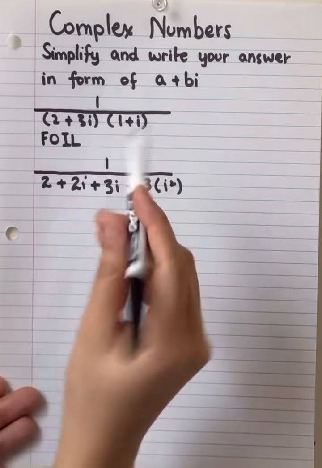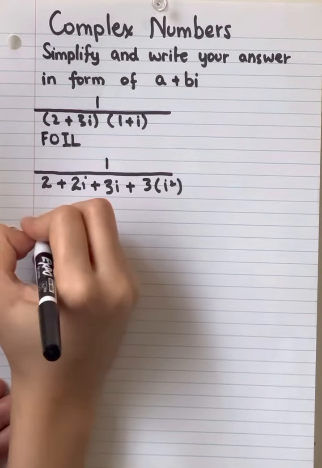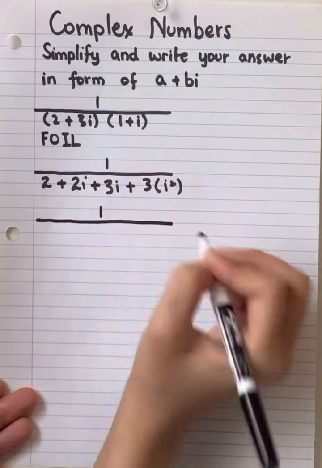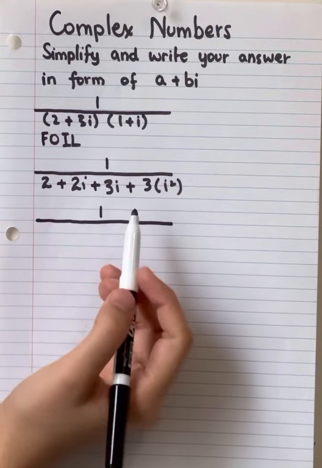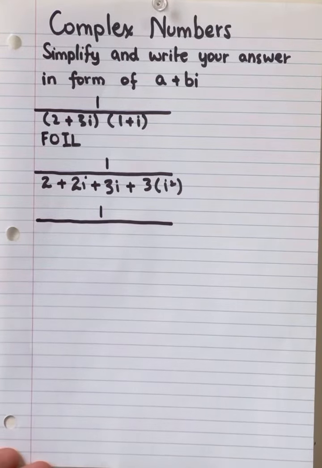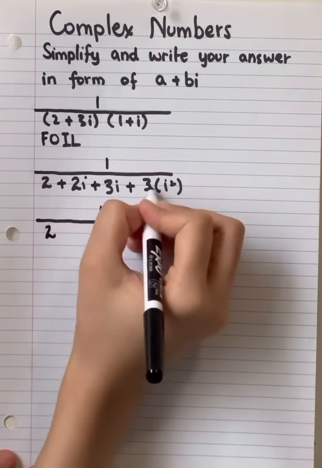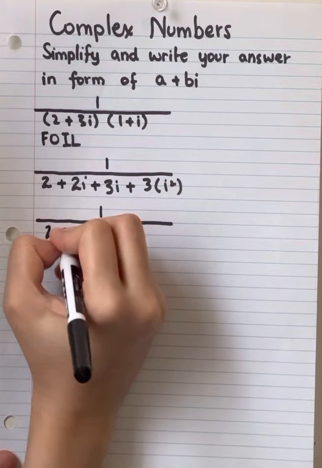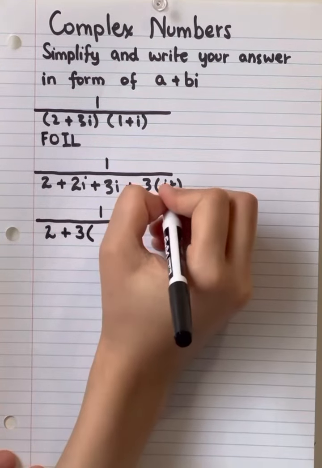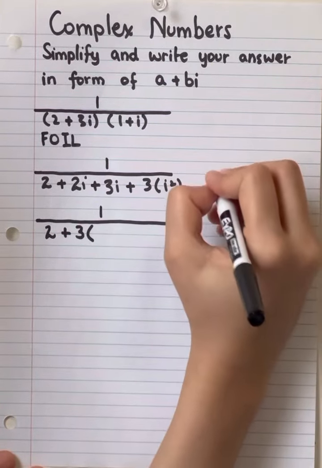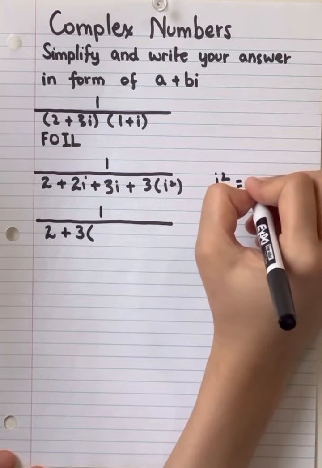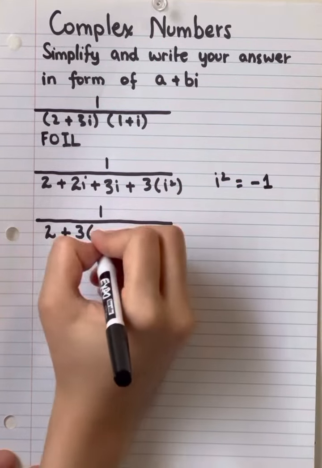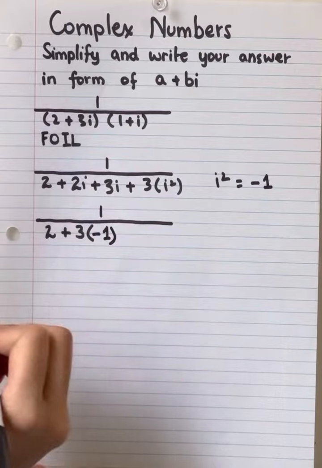Now, we solve our denominator. So we are going to group our like terms. So here we have a real number, here we have an imaginary number. So i squared, I'm gonna write 3. And what does i squared mean? So i squared is equal to -1. So we're gonna write it like so, -1.